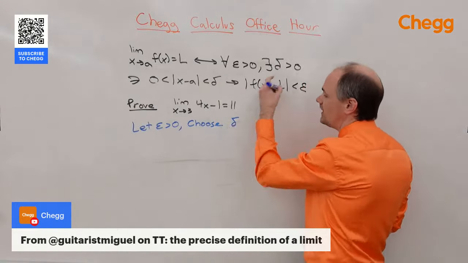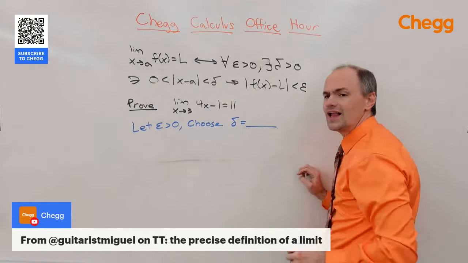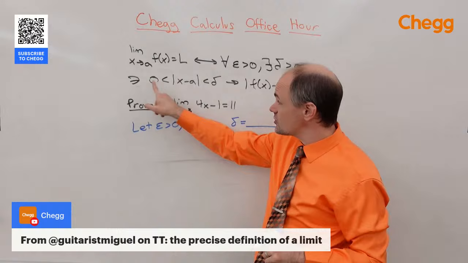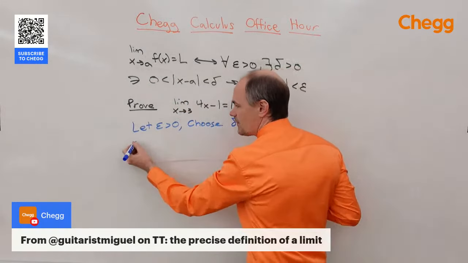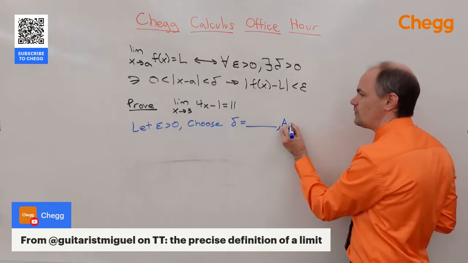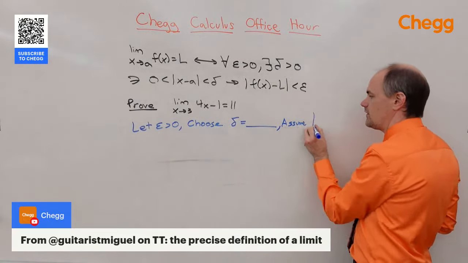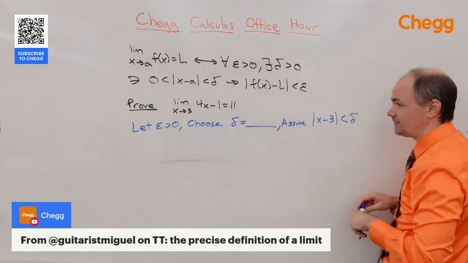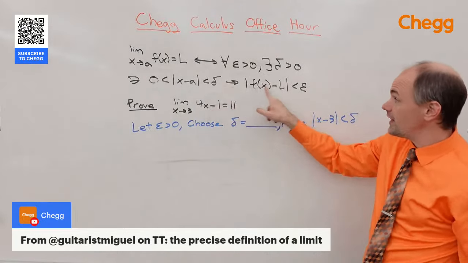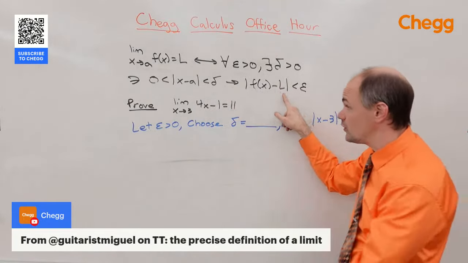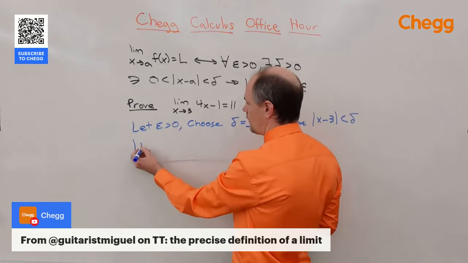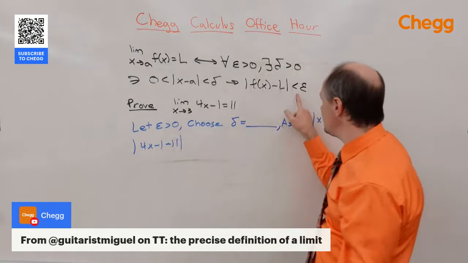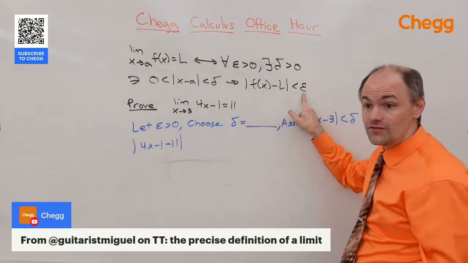We're going to choose a delta that's equal to, well, I don't know yet. We're going to pause on that. But this delta is going to work such that the absolute value of x minus L, the absolute value of x minus my limit, x minus 3, is less than the delta. If that's true, it has to also imply that this other side is true. In other words, the absolute value of my function, 4x minus 1, minus my limit, minus 11, needs to be less than epsilon. That's what we're going to hopefully find out.